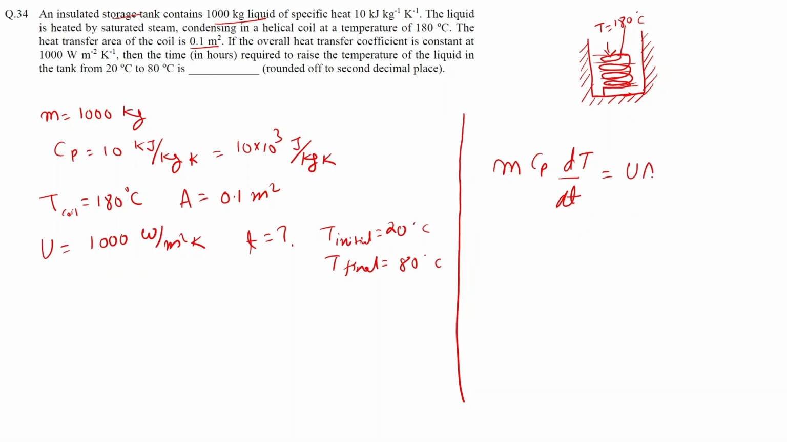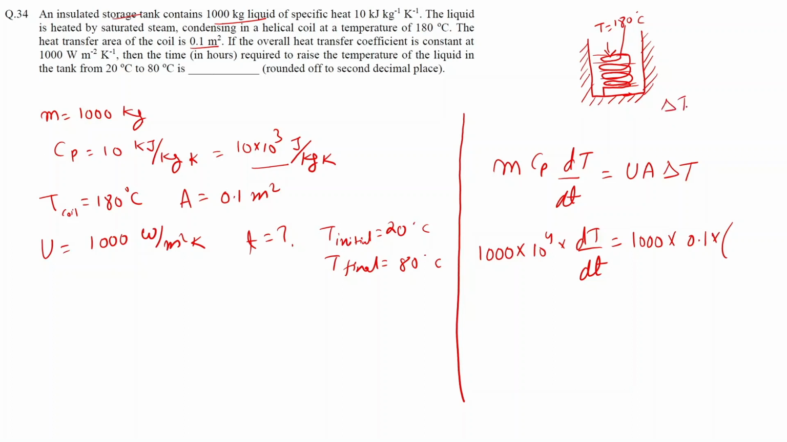So that is given as UA delta T. We will just replace the values over here. The mass we have been given is 1000, Cp is 10 raised to 4 from over here. Then dT/dt we have to find. The overall heat transfer coefficient U is given as 1000, area is 0.1 meter square, times delta T. In this case the delta T is the heat exchange between the fluid and the helical coil.